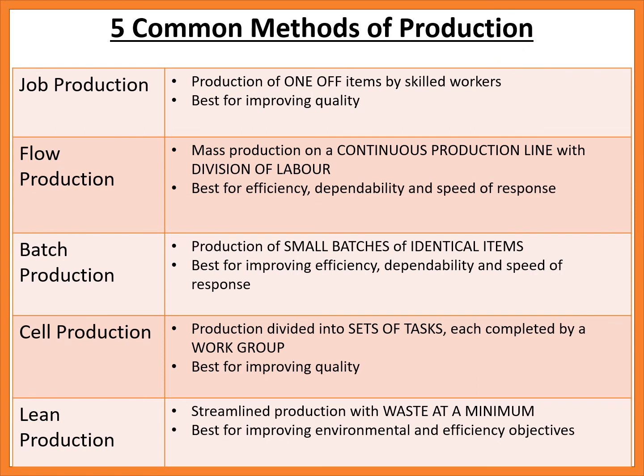There are 5 common methods of production, and we're going to look at all of these in following videos, but just so that you understand them here. We've got job production, which is production of one-off items by skilled workers, like wedding cakes. These are usually best for improving quality. Then you've got flow production, so mass produced on a continuous production line with a division of labor. This could be car manufacturing. They would try to increase their efficiency, their dependability and the speed of response.